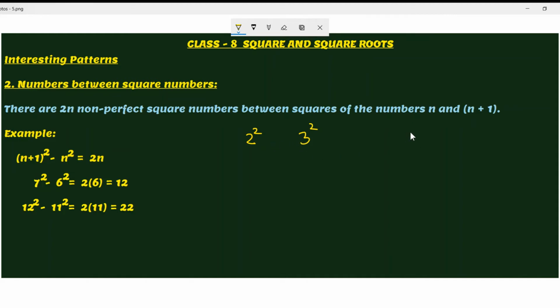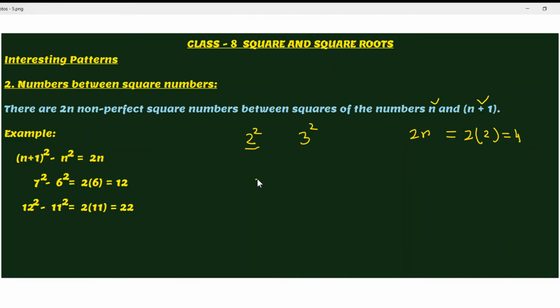There is a separate formula, 2n. Here you need to take 2 as the n, and this is n and this is n plus 1, which is 3. So you can apply the value of n. Our n is 2. You will get 4. So there are 4 non-perfect squares in between 2 square and 3 square.